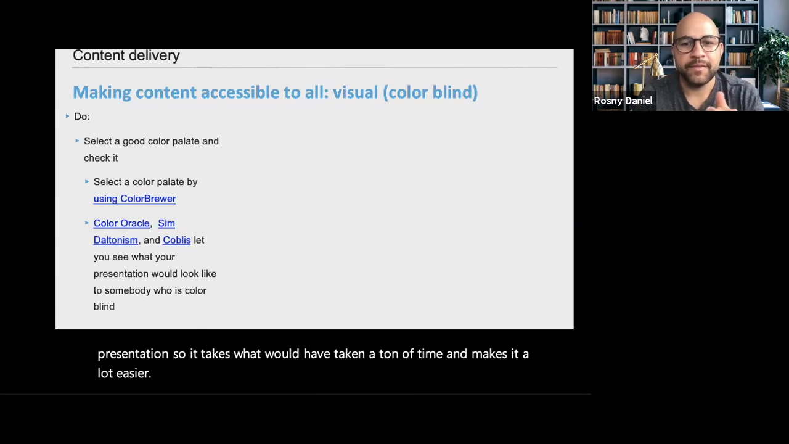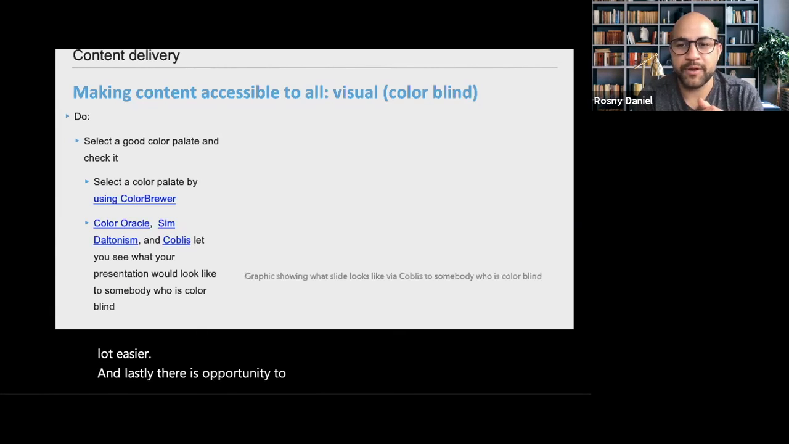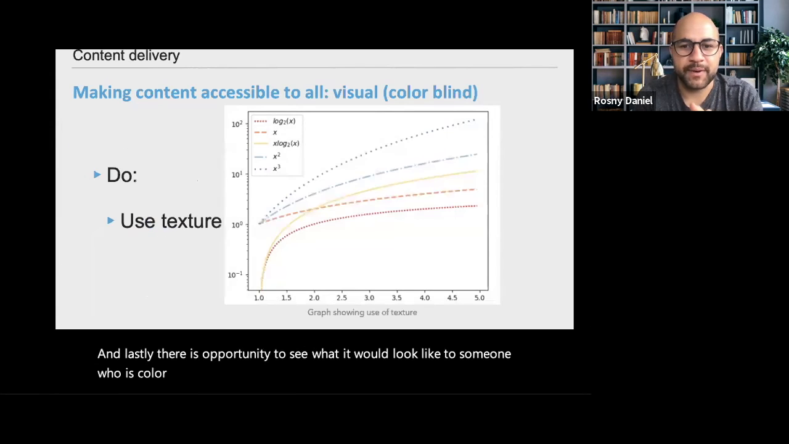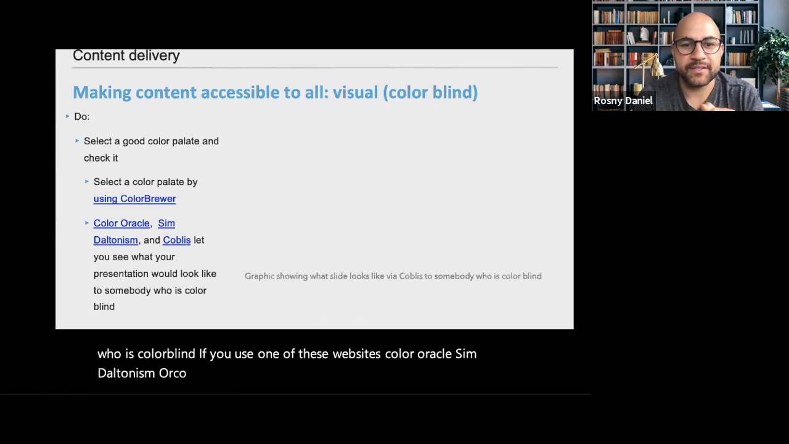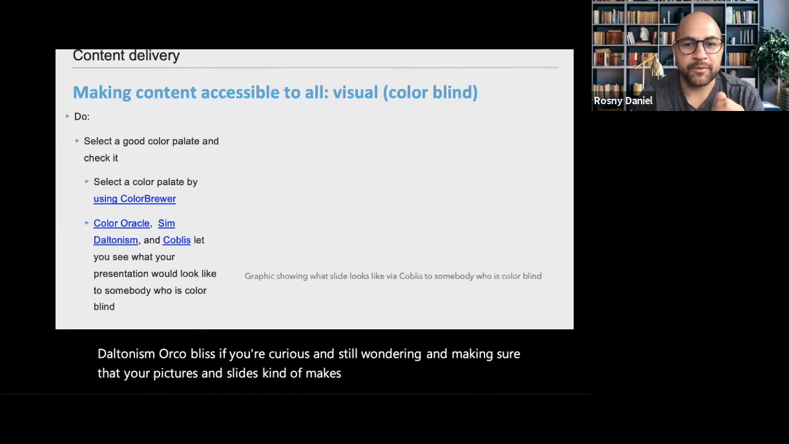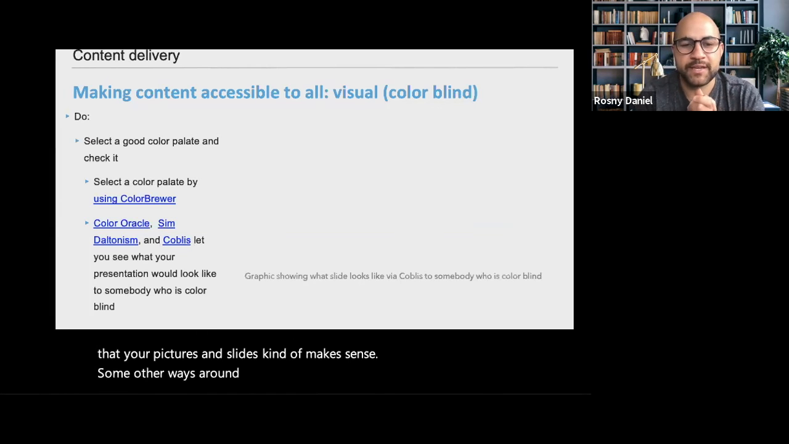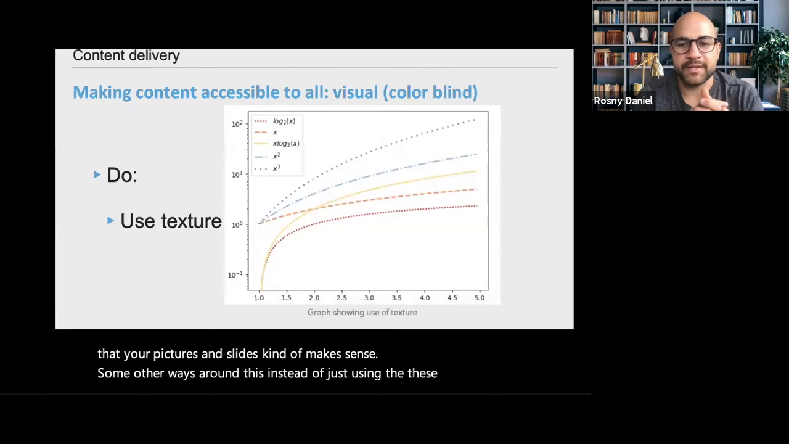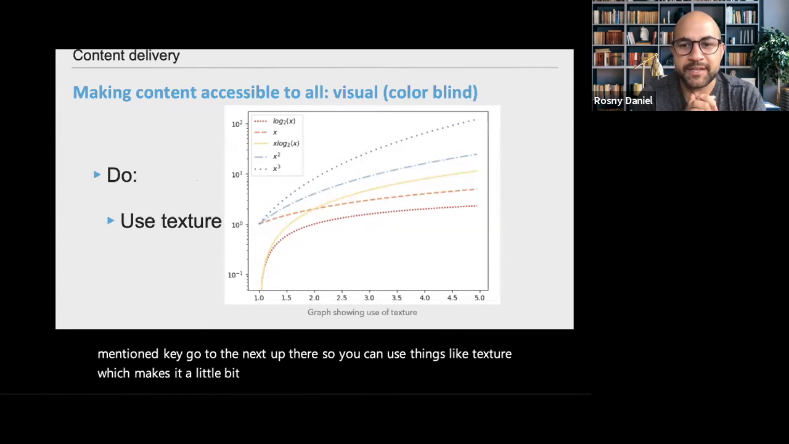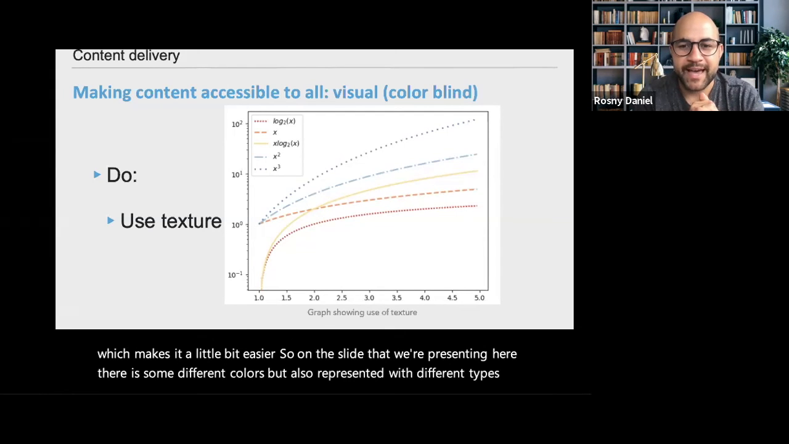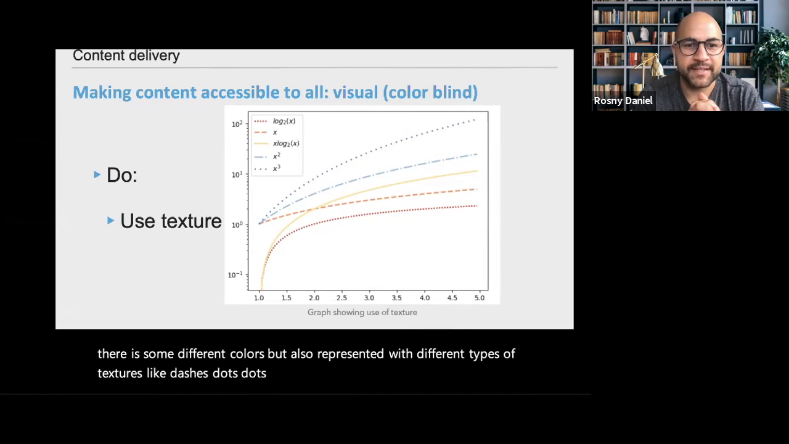And lastly, there is the opportunity to see what it would look like to someone who is colorblind if you use one of these websites like Color Oracle, Sim Daltonism, or Coblis, if you're curious and still wondering and making sure that your pictures and slides make sense. Some other ways around this, instead of just using these apps, you can use things like texture, which makes it a little bit easier. On the slide that we're presenting here, there's some different colors, but also represented with different types of textures like dashes, dots, and dashes, which makes these things a little bit easier to distinguish from each other and don't just rely on color.